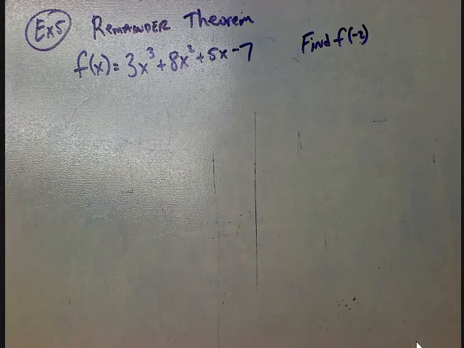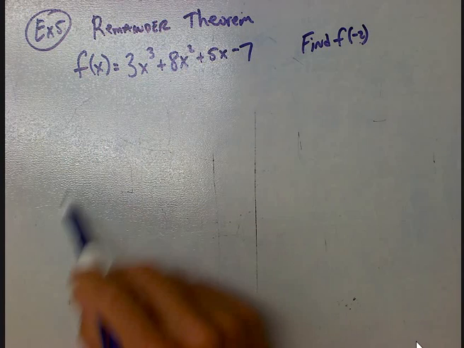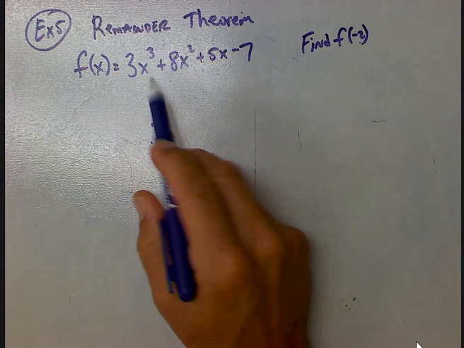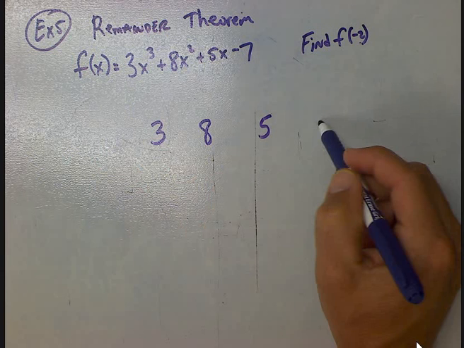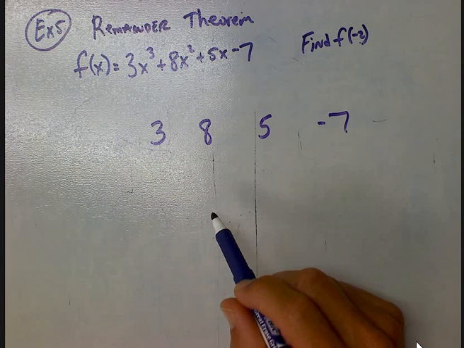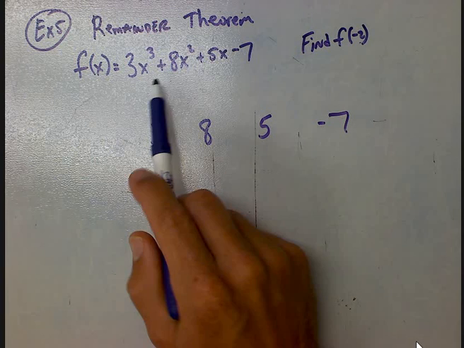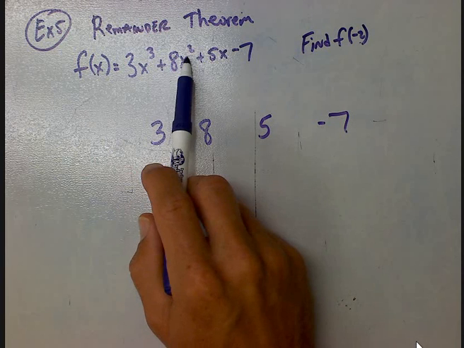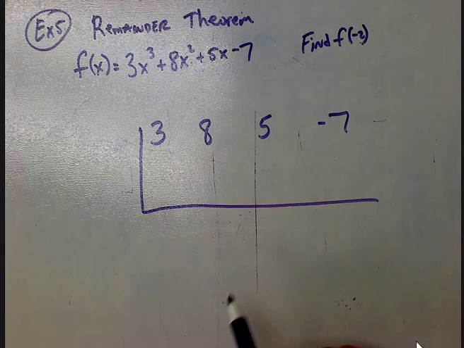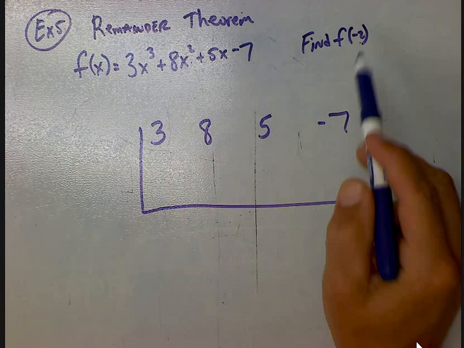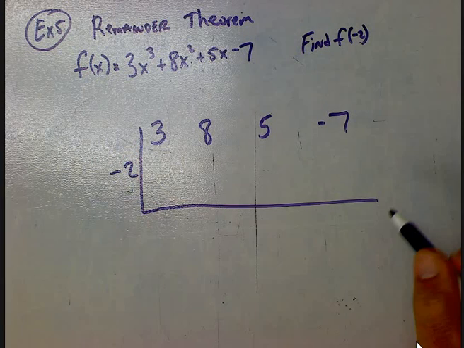So again, to start out with synthetic division, I write the 3 first because it's x cubed. Then I'm going to write 8. Then I'm going to write 5. Then I'm going to write -7. Notice I did not use any zeros because there's x cubed, x squared, x, and a number without an x, so all powers of x are accounted for. I'm going to put the -2 on the outside. Then I'm going to do my synthetic division.